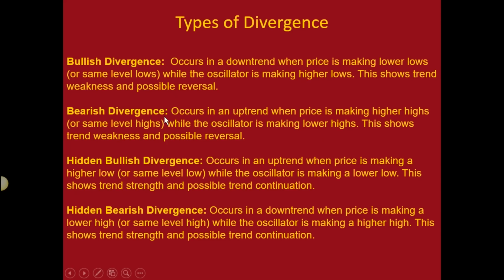Then we have bearish divergence, which occurs in an uptrend when price is making higher highs or the same level highs while the oscillator is making lower highs. This shows trend weakness and possible reversal.